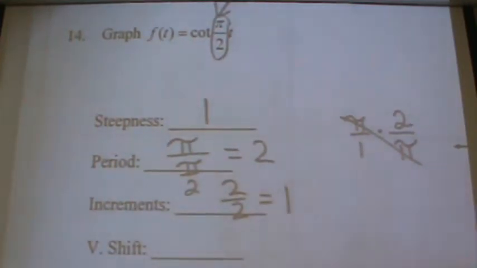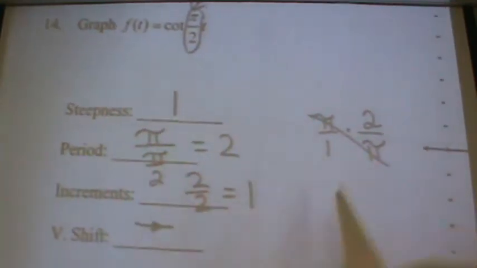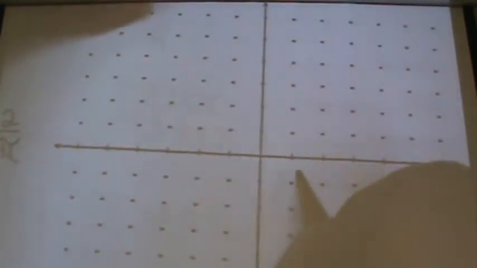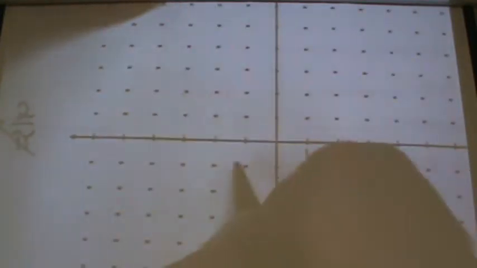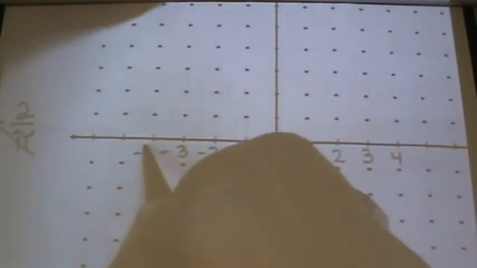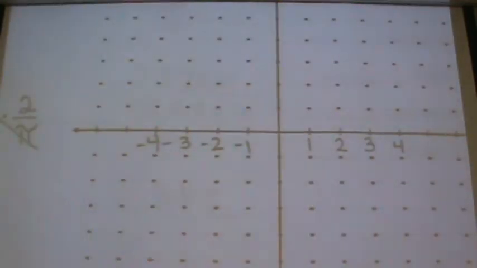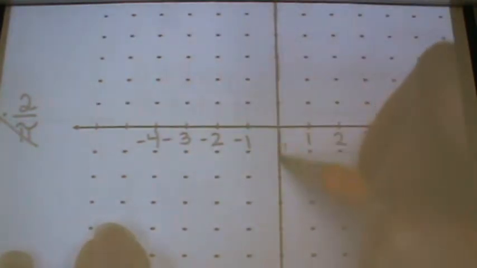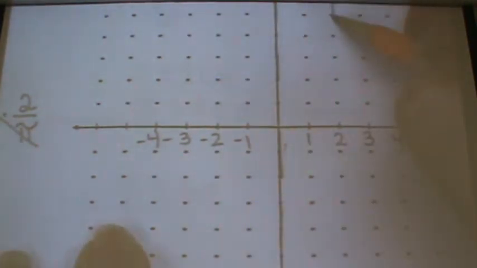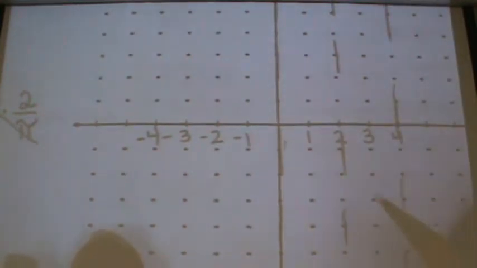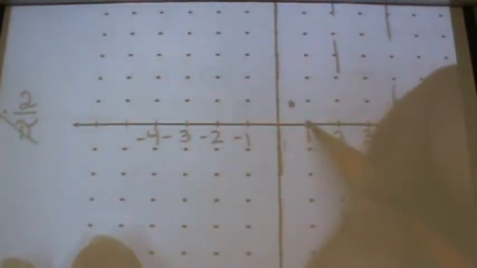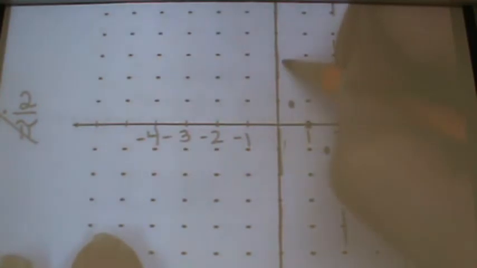So these are going by 1s. So you're counting by 1s. So this is 1, 2, 3, 4, -1, -2, -3. This is more than you need. Your asymptotes are on the x-axis, on the y-axis, and then maybe 2, 4, and then this looks like a negative slope with a steepness of 1.